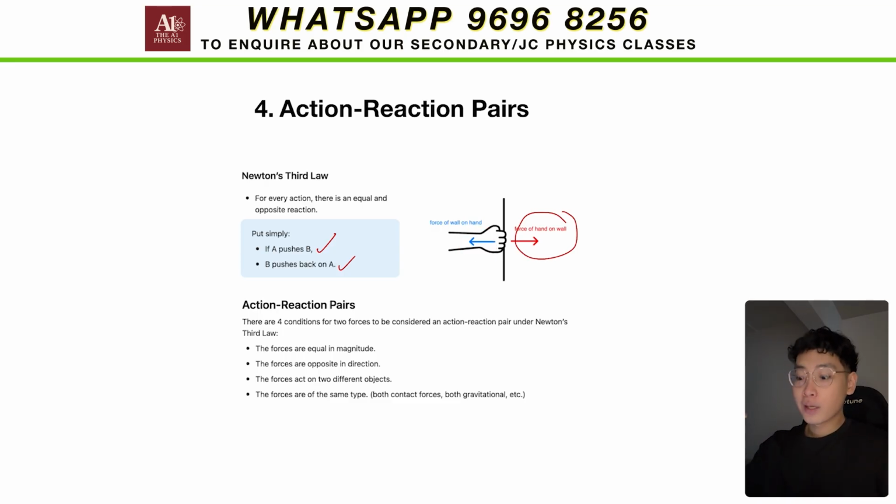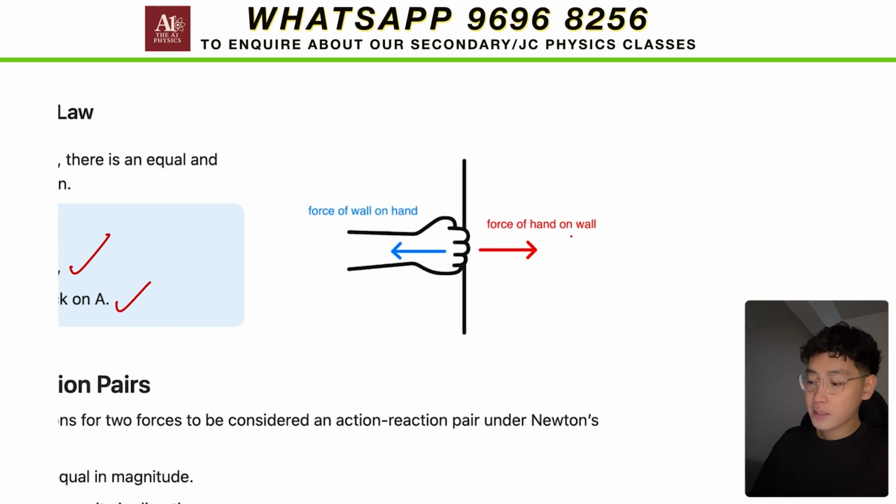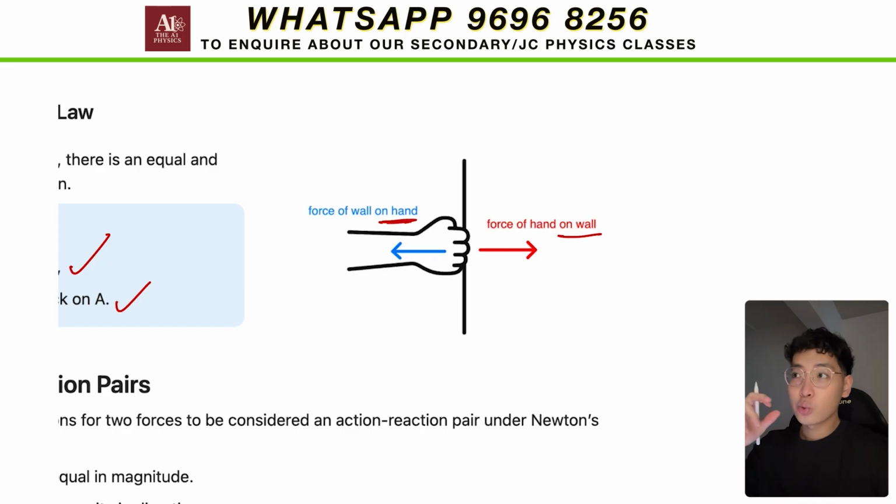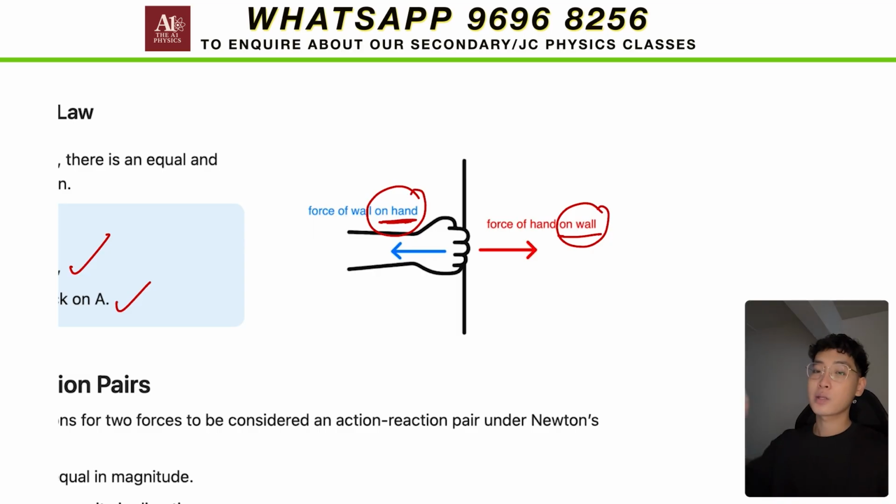What I want you to focus on is what object the forces are acting on. When I punch the wall, this force is acting on the wall because I'm punching the wall. The wall is the one that experiences the force. When the wall punches back, my hand feels pain, and that's because the force is acting on my hand. So it's very important to clearly identify what object the forces are acting on. This force is acting on the wall because I punched the wall, and this force is acting on my hand because the wall punches my hand.